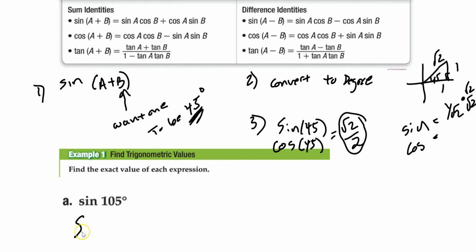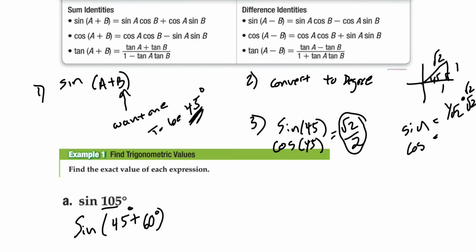So let's do this. Sine. Remember, the easiest trick is to make one of them 45. It's 45 plus what equals 105? 60. So sine of 105, right? 45 plus 60 equals 105. And then I actually know how to do 60, and I know how to do 45, so I just do it.